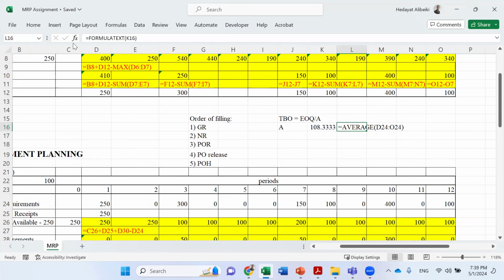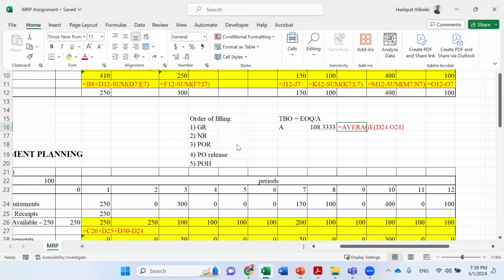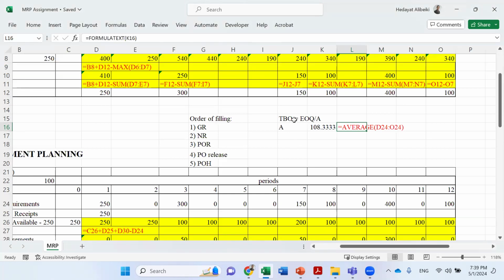Average of weekly demand for this item. Average periodic or average weekly demand. Average weekly demand is 109 here. But EOQ depends on the cost. Provide that for us to make it. Okay, we got this one done.